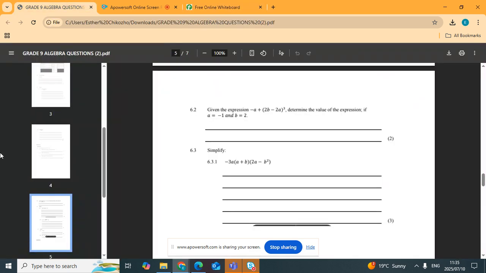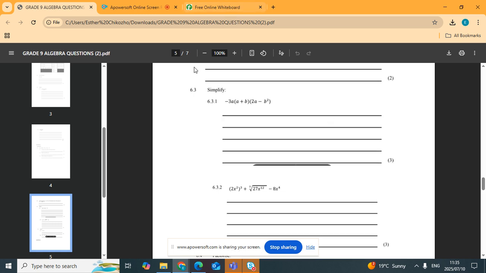Okay, let us go on to the next part. You're being asked to simplify the following expressions. So here's how you're going to do it.